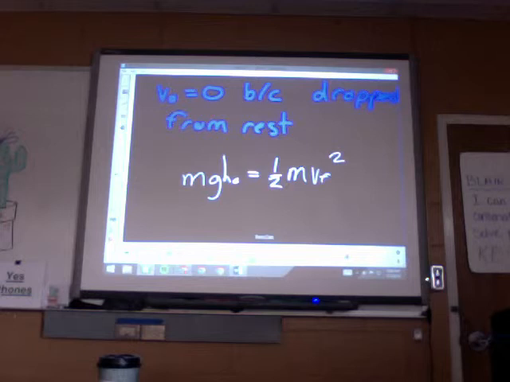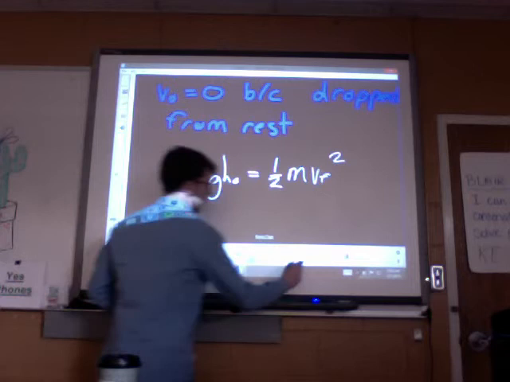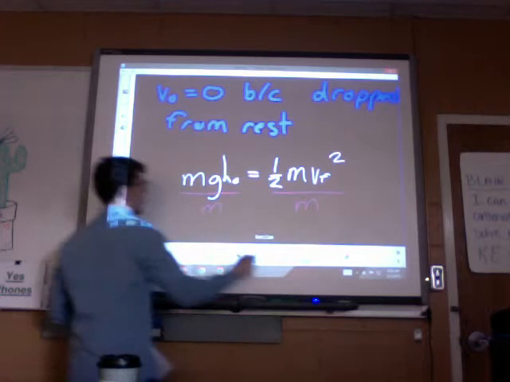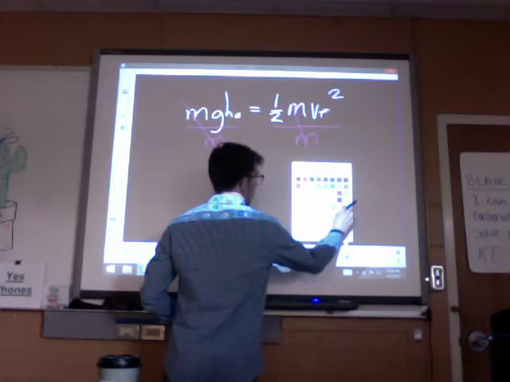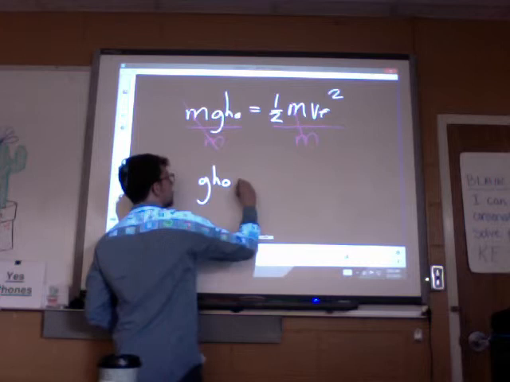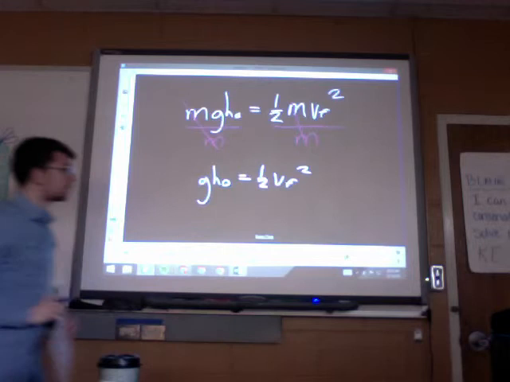So we have initial height is 2, M is 12, and what's G? 9.8. Another nice thing we can do here is cancel out the M's. If I divide both sides by M, both cancel out. So we have an even easier equation to use. GH initial equals 1/2 V final squared. Real easy to solve now.